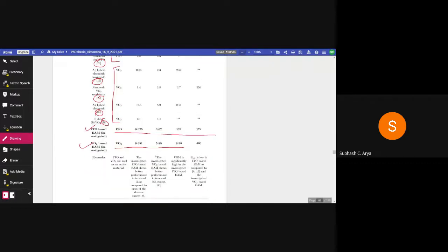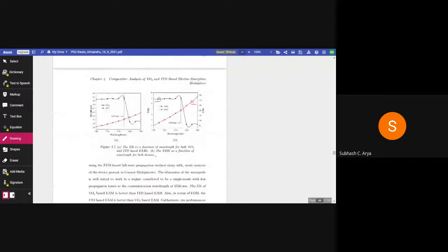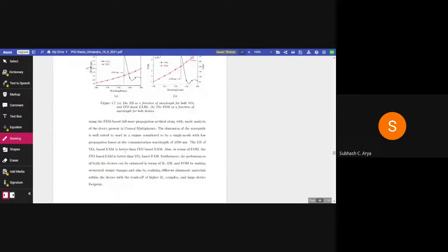Okay, so this is the thing. And later on, in order to compare that ER extension ratio for both within our results, we are proposing two optical modulators, one is the VO2 and another one is the ITO based. So can we compare these two? These graphs, 4.7 A and B, are telling about that. Okay, Himanshu, over to you.